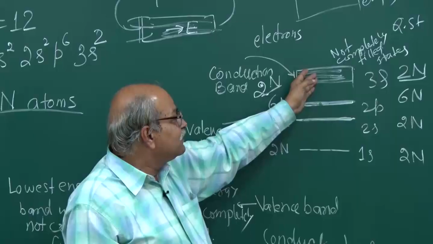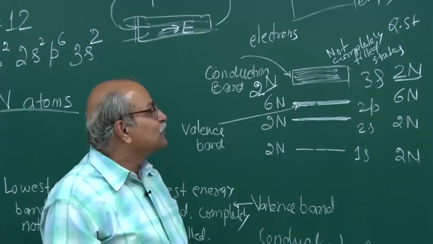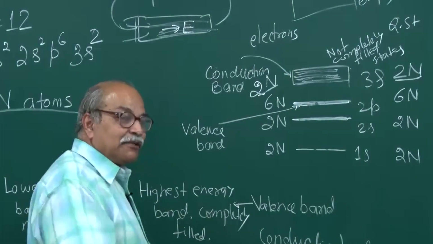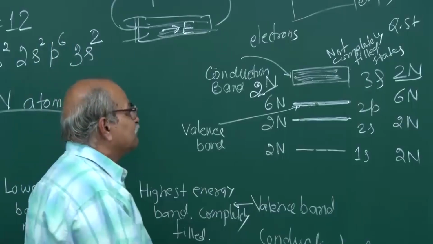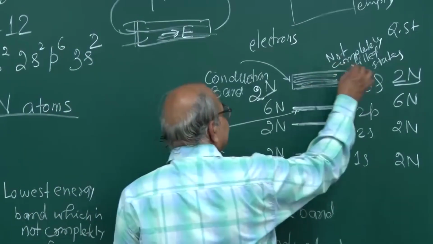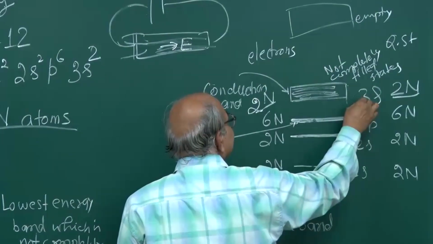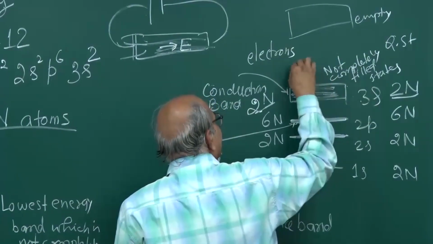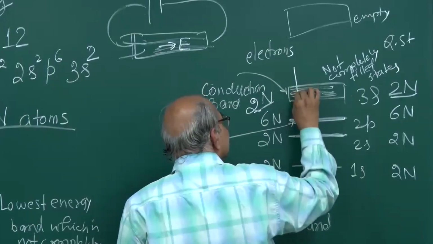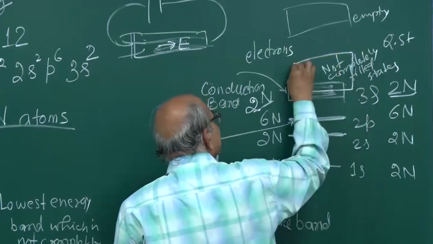So what happens here? For magnesium and in many other conductors, the next 3p state overlaps with this. This is 3s, and then next will be 3p, and after spreading 3p goes like this. Suppose this is 3p.